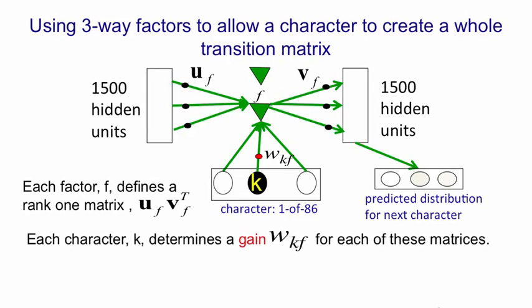So the character determines a gain, w_kf. You multiply the rank 1 matrix uv by that gain. You add together those scaled matrices for all the different factors, and that's your transition matrix.